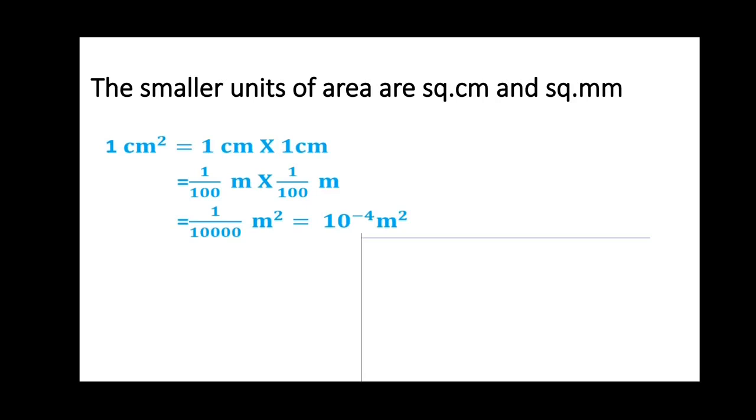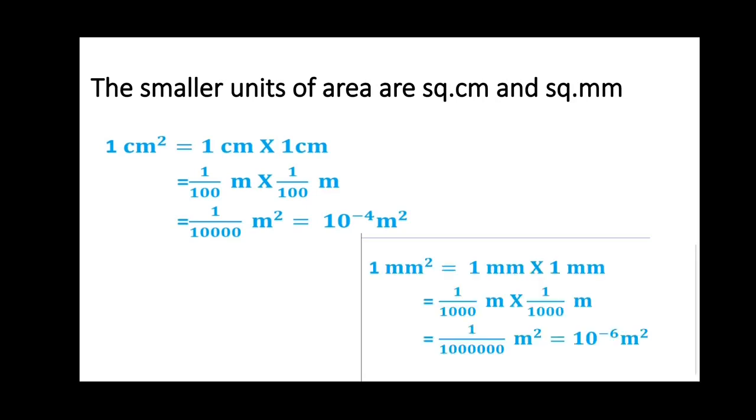Now let us see the conversion of 1 millimeter square to meter square. 1 millimeter square is equal to 1 millimeter into 1 millimeter. That is equal to 1 by 1000 meter into 1 by 1000 meter. That is the same as 1 by 10 lakh meter square. That is equal to 10 to the power of minus 6 meter square.